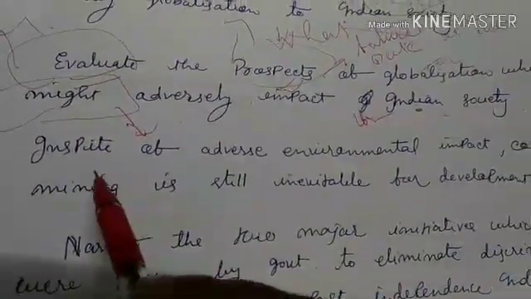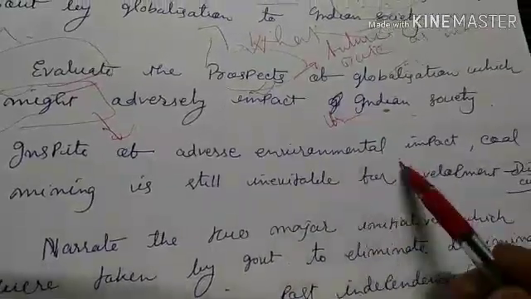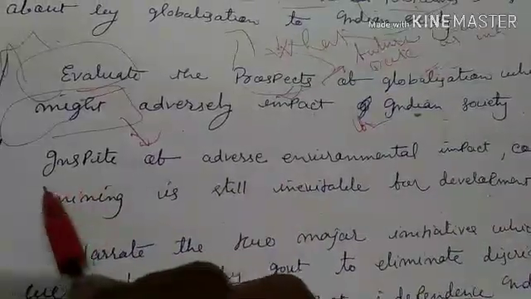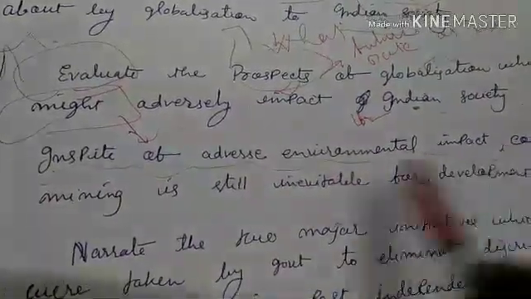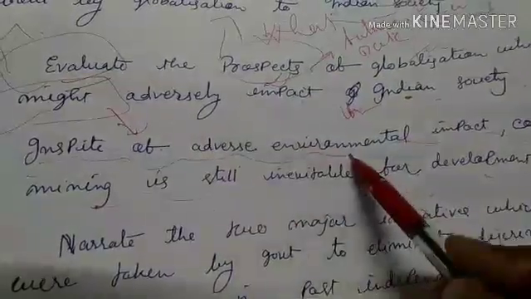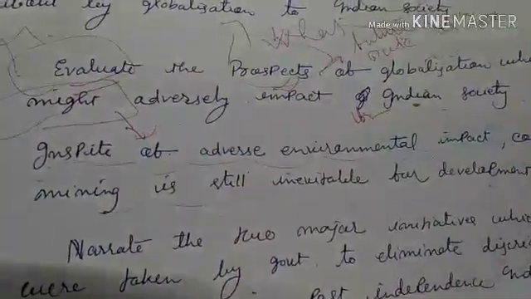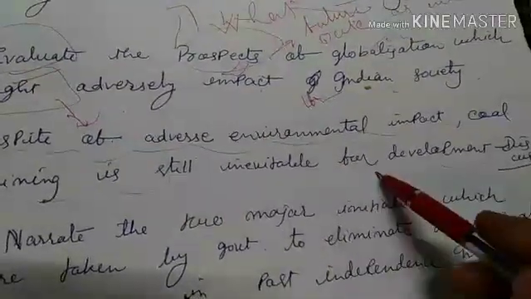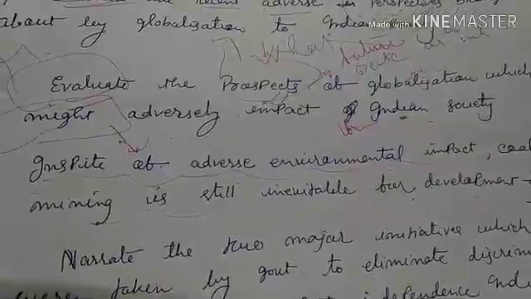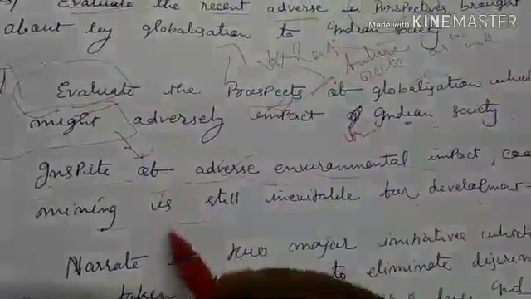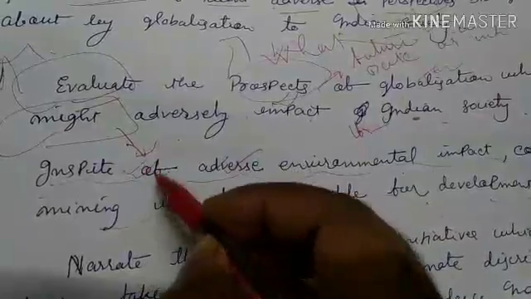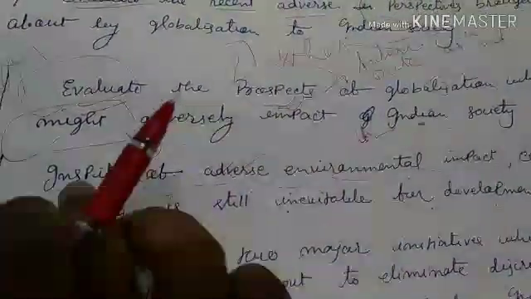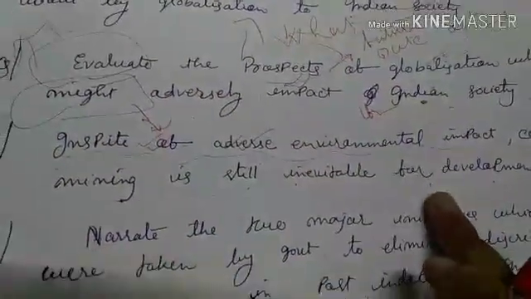Question number 3. In spite of adverse environmental impact, coal mining is still inevitable for development. Discuss. See the structure. There are two structures in the question. In spite of adverse environmental impact means that though coal mining has adverse environmental impact, it is also inevitable for development. So we have to discuss the answer from both these perspectives. We cannot ignore the first part of the question, giving emphasis on the second part. We have to give an answer supporting both structures of the question.